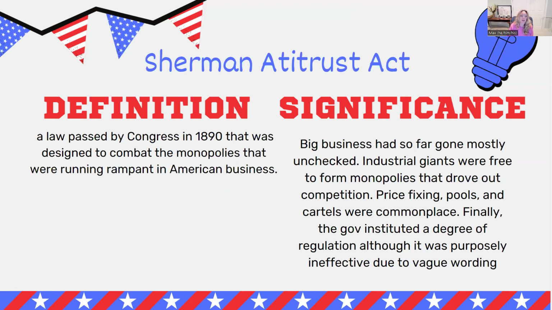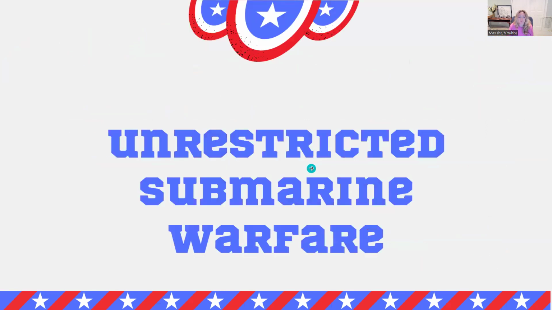Sherman Antitrust Act, a law passed by Congress in 1890 that was designed to combat the monopolies that were running rampant in American business. However, this was purposely worded way too vaguely because these are the Republicans at the time in Congress who want to appear like they're doing something, with the populists and the Democrats kind of going back and forth and losing steam. But they don't actually want to limit business because they're benefiting from it. And so later this will be fixed, but again, not super effective and just not really enforced.